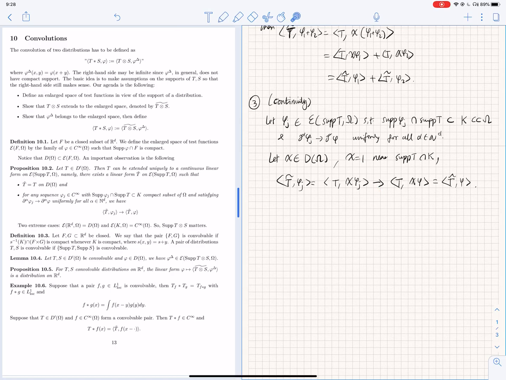But this convergence is guaranteed by the fact that this converges to this in the space of test functions. Just one thing: phi j minus phi, if we take the partial alpha, will converge uniformly to 0 for any alpha. Okay, so they have a common support, which is K. On the one hand, it has common support. On the other hand, they have this uniform convergence by assumption, so that we do have the convergence of this sequence towards this product, which finishes the continuity part of the proof.